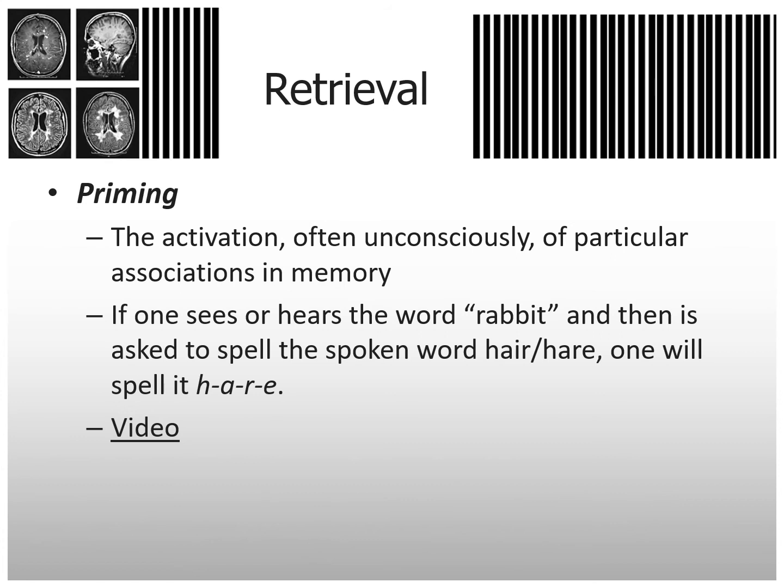Priming, which is the activation, often unconsciously, of particular associations in memory. If one sees or hears the word rabbit and then is asked to spell the spoken word hare, one will spell it H-A-R-E because they're thinking of rabbit, so that's the way they're going to spell it. There's a couple good videos online. I'll post at least one of them on the playlist that talks about priming. And if someone reminds me in class, I'll give an example of it. Don't want to give it away in the notes though.